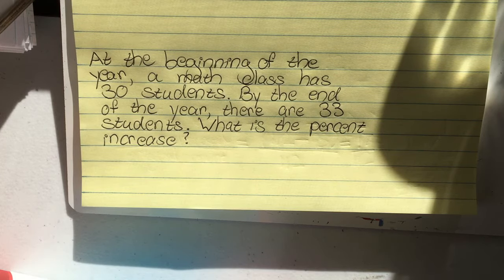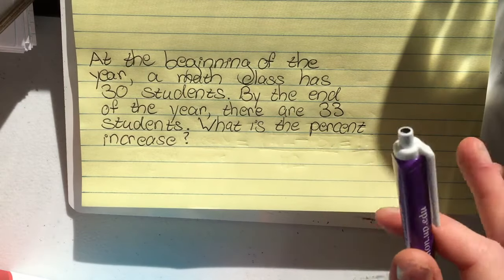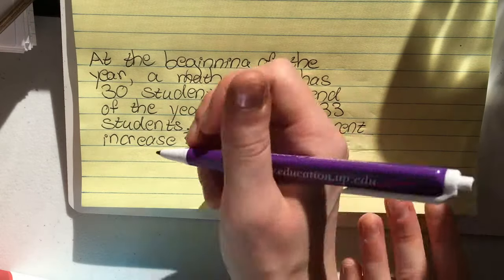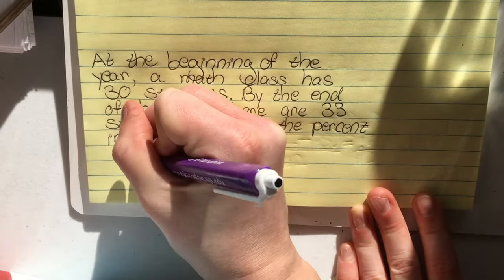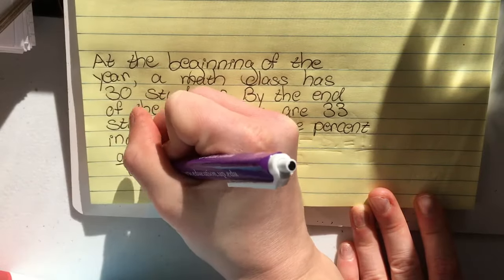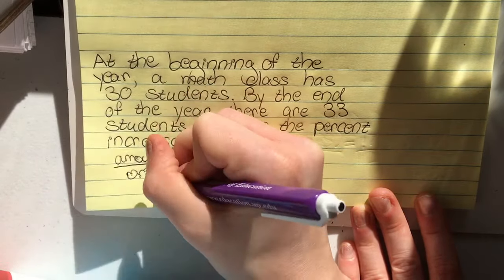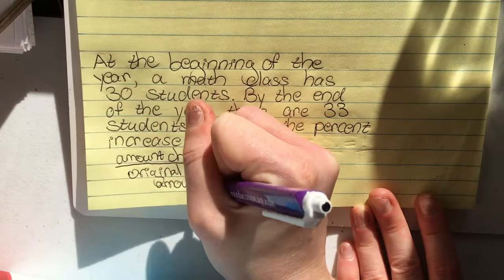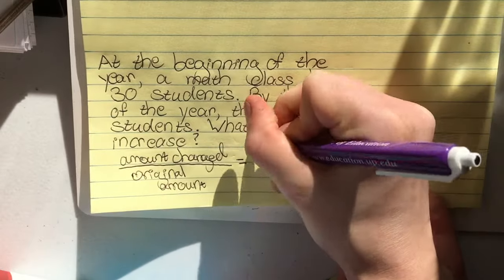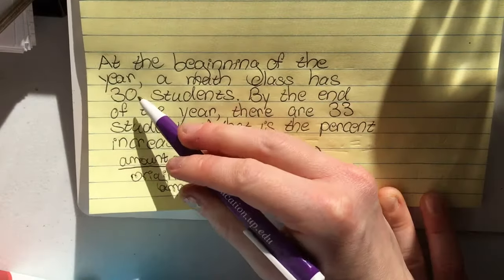Now, we know this is a percent increase problem because it tells us, but we also know because the amount of students went up. It went from 30 students to 33 students. So let's try that problem now. I'm going to do the exact same thing. The amount changed over original amount. So I have 33 minus 30 over what we started with. We started with 30 students.